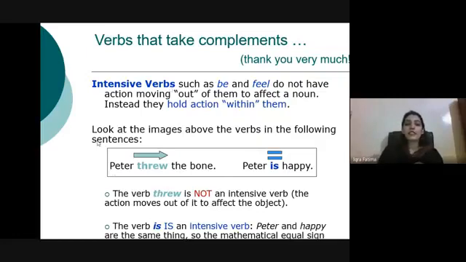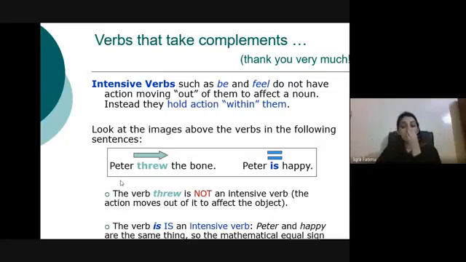Now you can see in this example, Peter threw the ball. He catches the ball. So catches or threw, these are the action verbs. And the ball is receiving that action. So the ball is the object here, because this object is receiving the action. He catches the ball. The ball is receiving the action of his catching it.